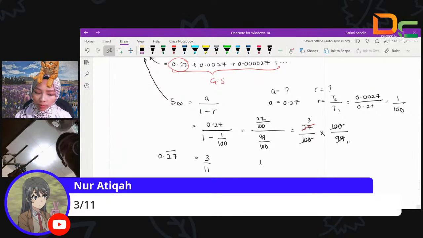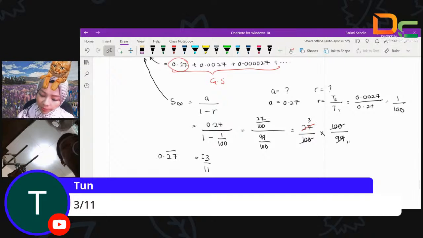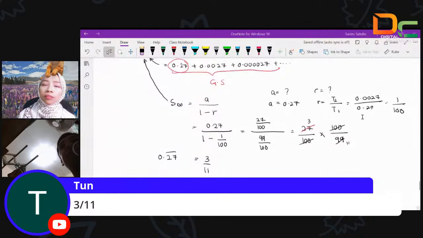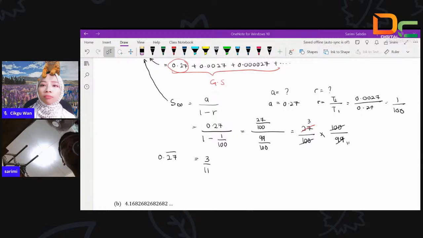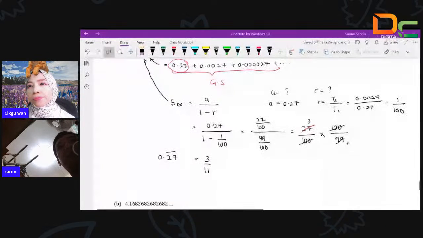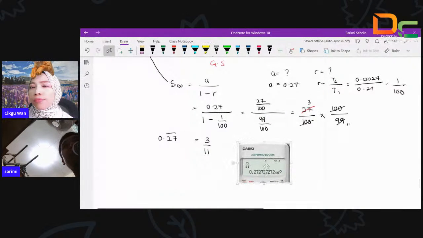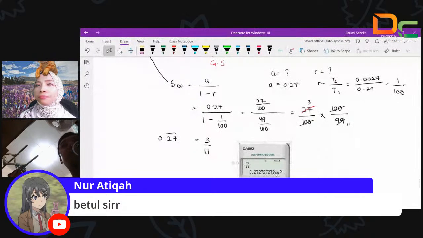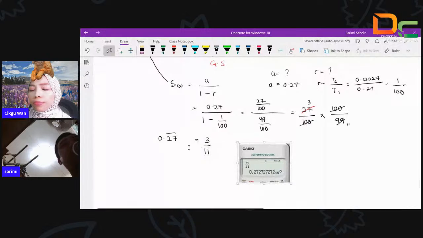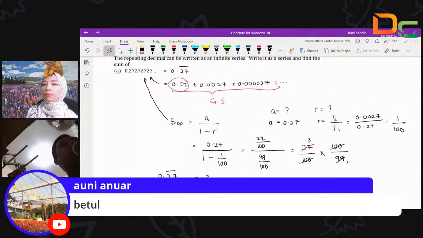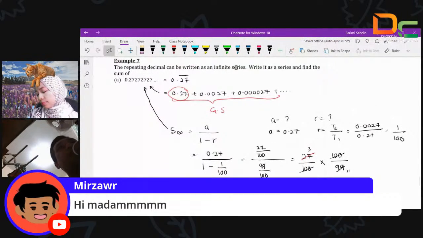And you can take a calculator, try entering 3 divided by 11, is the answer correct? 0.272727. Okay. So this is the calculator screenshot. If you press 3 over 11 on the calculator, you will get 0.272727 and so on. So it means it is correct. This is its fraction. Okay. So that's one of the applications of geometric sequence.